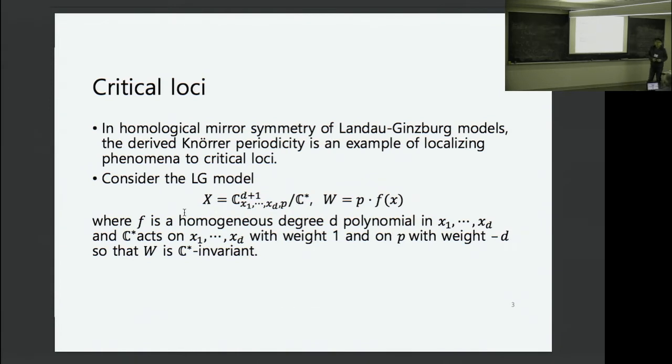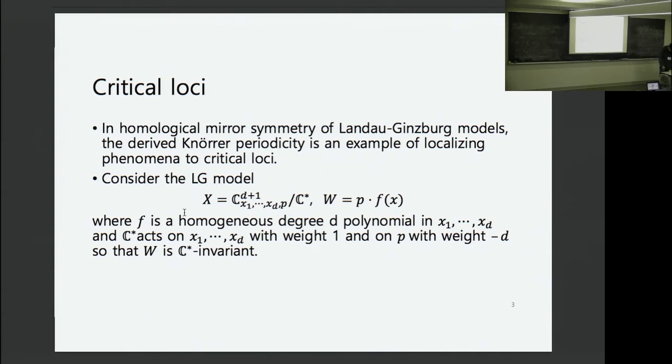In homological mirror symmetry of Landau-Ginzburg models, the derived Knörrer periodicity is an example of the localizing phenomena to critical loci. In this talk, I will consider only one LG model, perhaps the simplest one possible. X is the C star quotient of a d plus one dimensional complex vector space, with x-coordinates and p-coordinates. This C star acts on the x-coordinates with weight 1 and the p-coordinate with weight minus d. And f is a function of the x-coordinates, and w is the product of p and f. So w is a C star invariant function. X, as it stands, is just an Artin stack, and w is a function defined on this Artin stack.